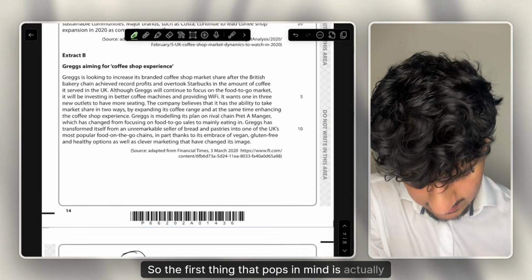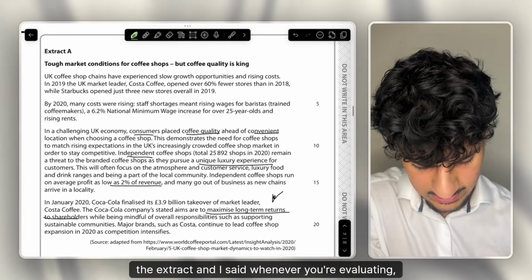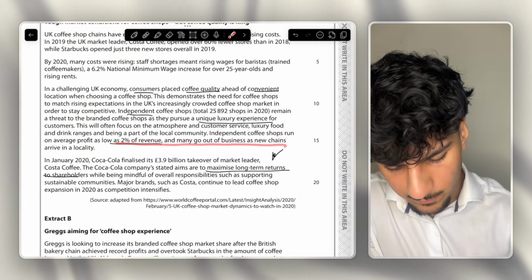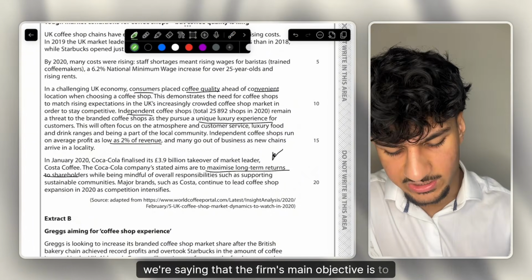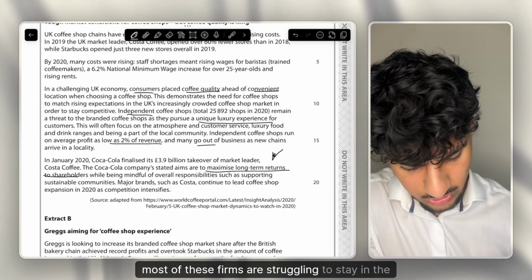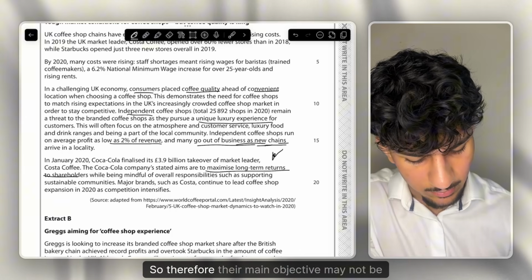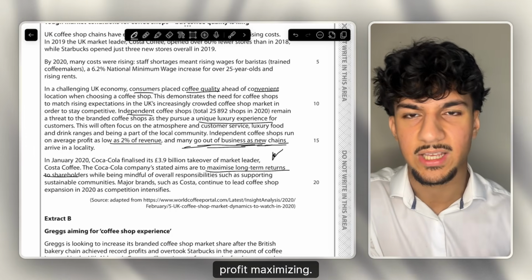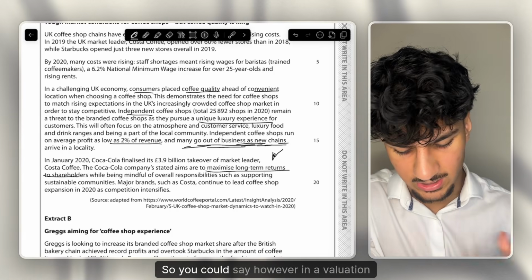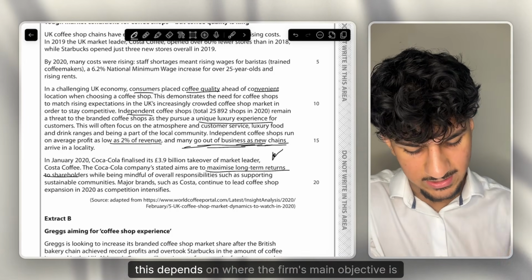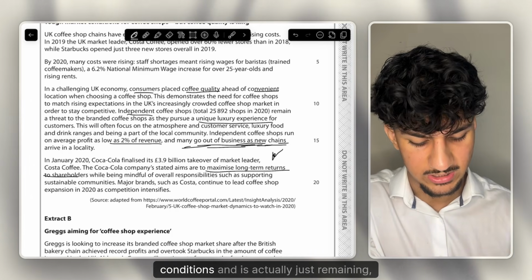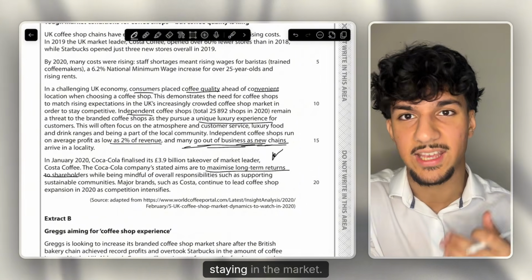So the first thing that pops to mind is actually the extract. And like I said, whenever you're evaluating, always try to use your extract. Is this mention here that we're saying that the firm's main objective is to profit maximize, when in reality, most of these firms are struggling to stay in the business. So therefore, their main objective may not be profit maximizing. It may just be remaining in the market, trying to survive in the market. So you could say, however, in evaluation, this depends on whether the firm's main objective is not profit maximizing due to harsh market conditions and is actually just staying in the market.